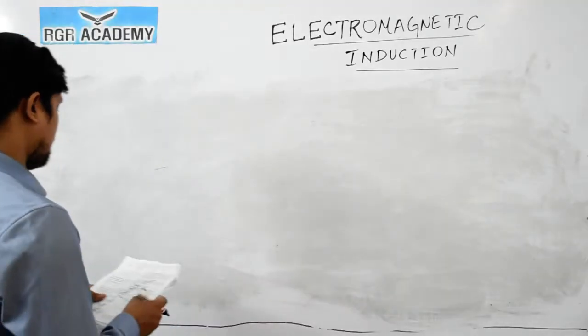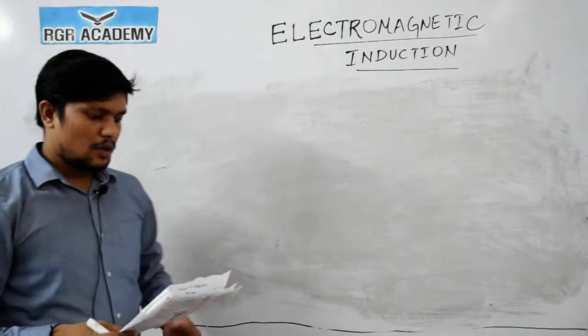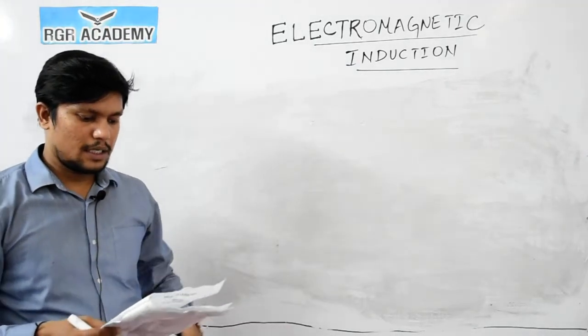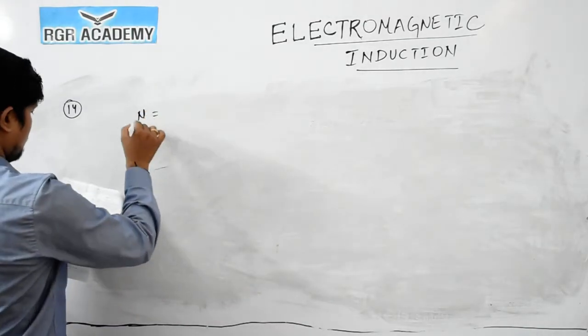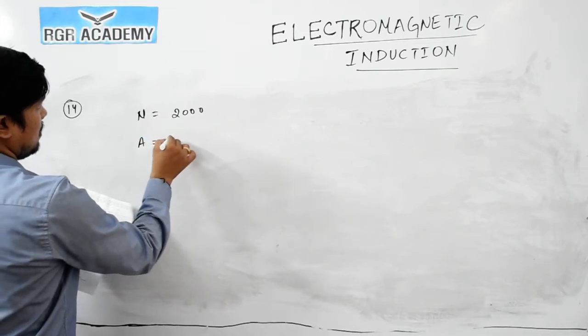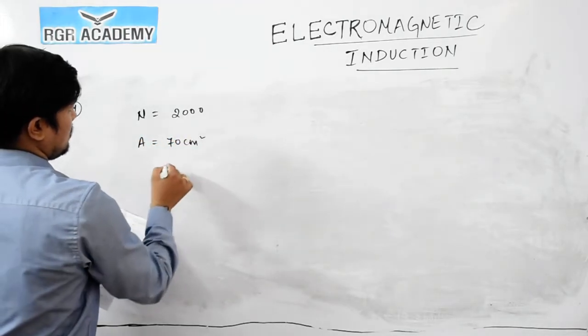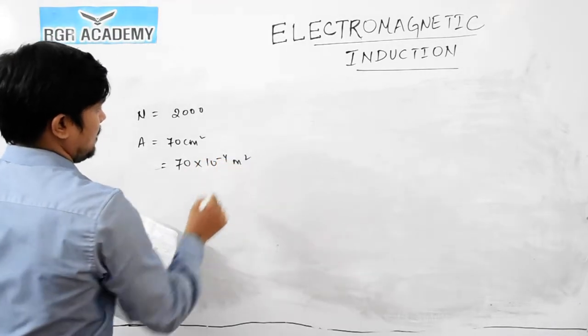So question number 14 is, a coil has 2000 turns and the area is 70 centimeter square. So number of turns are 2000, area is given as 70 centimeter square, so that we can write as 70 into 10 to the power minus 4 meter square. Okay.